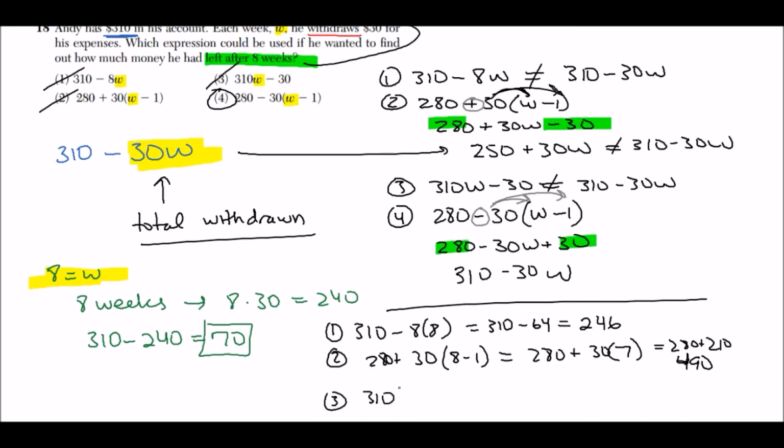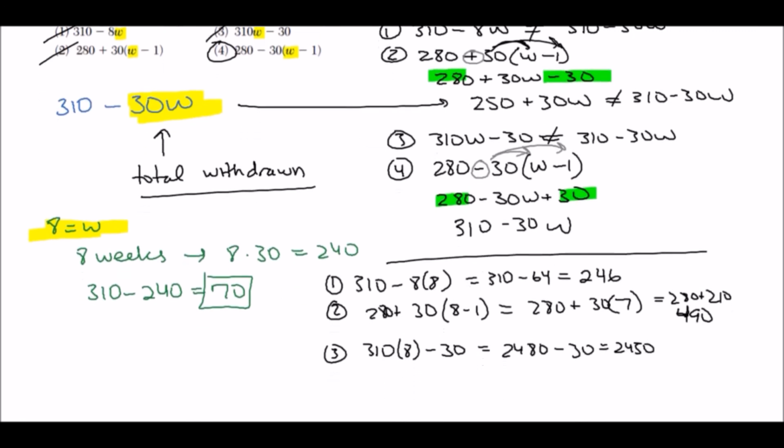Choice 3, 310 times 8 minus 30. That's going to be quite a large number here. It's 2480 minus 30, which is 2450. And choice 4, 280 minus 30 times 8 minus 1. That'll be 280 minus 30 times 7. 30 times 7 is 210, so we get 280 minus 210, which is 70.